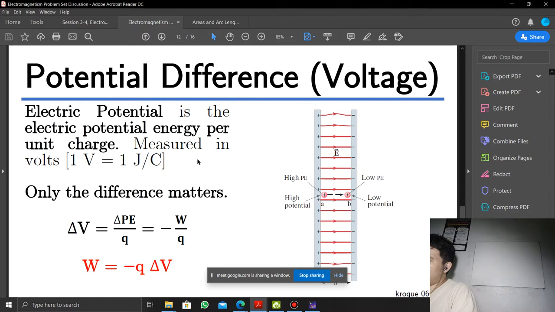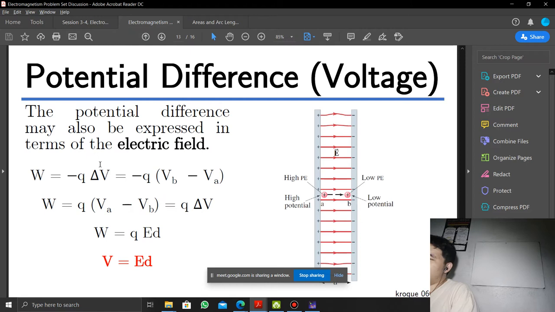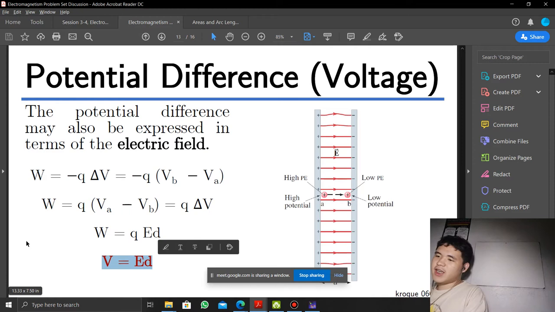Now, for potential difference naman or voltage, tandaan natin na ang work done to move the particle from one region to another in a uniform electric field is work equals to negative Q delta V. Dito, ina-account na yung charge, no? I mean, yung sign ng charge, ina-account na dito sa electric potential. Then V equals to ED. Okay?